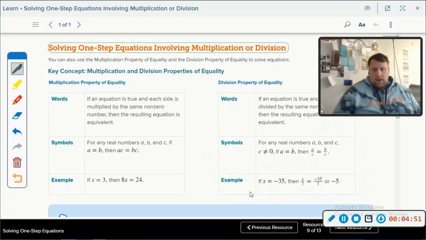All right, and what's the example I gave? They say if x equals 35, then what are we going to do? We're going to divide both sides by 7. And if x equals negative 35, then x divided by 7 equals negative 35 divided by 7. What's negative 35 divided by 7? It's negative 5. Okay? We're just saying that if we divide both sides by the same number, boom, it still stays equivalent. All right, let's go ahead and go to the next slide.